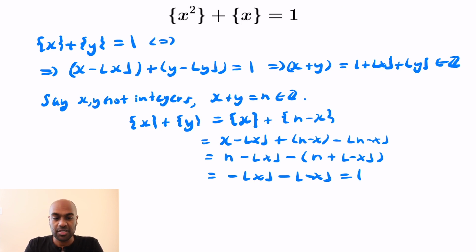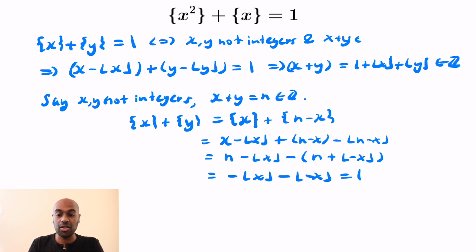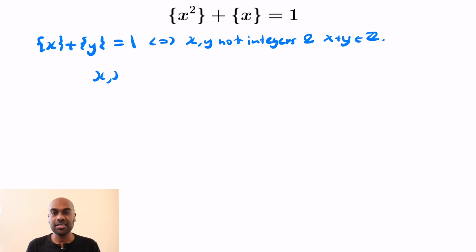So now we have this condition that tells us when the fractional part of x plus the fractional part of y is 1. It's precisely when x and y are not integers, but their sum is an integer. And so now we can use this to go back and look at our original equation and see what we can figure out. So we have the condition that x and x squared cannot be integers, but x squared plus x has to be an integer. Let's call it n.